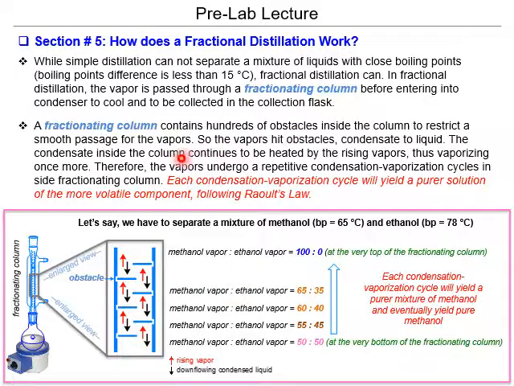The condensate inside the column continues to be heated by the rising vapors, thus vaporizing once more. Therefore, the vapors undergo repetitive condensation vaporization cycles inside of the fractionating column. Each condensation will yield a purer solution. Make sure you know Raoult's law, especially when you're drawing your graphs.